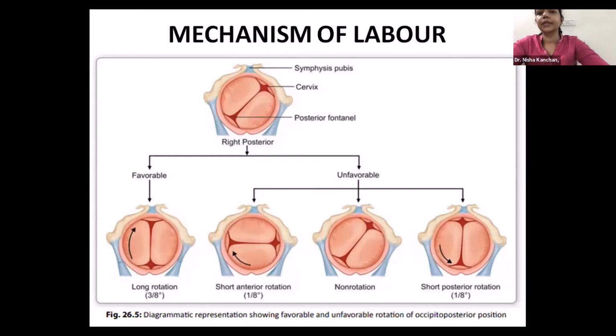Okay. Now, what happened in the second one is short anterior rotation. The occiput started rotating. It rotated 1/8 of a circle, and then it got stuck there. So the sagittal suture is in the transverse diameter. It's a fully dilated cervix, and from this point, the head stops rotating. In the long rotation of occipito-posterior, the shoulder should also rotate. So in the short anterior rotation, the occiput came and got stuck here.